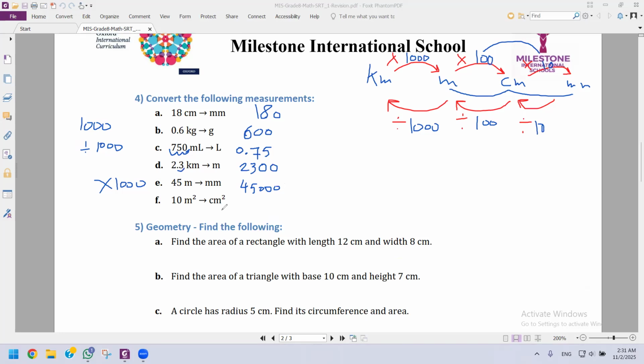Now, from meter square to centimeter square. Okay, we write this. From meter to centimeter, what do we do? I times by 100. But this is not meter, this is meter square. This is centimeter square. So times 100 square. What does that mean, 100 square? 100 times 100. Just count the zeros. How many do we have? 4. So it's 10,000.